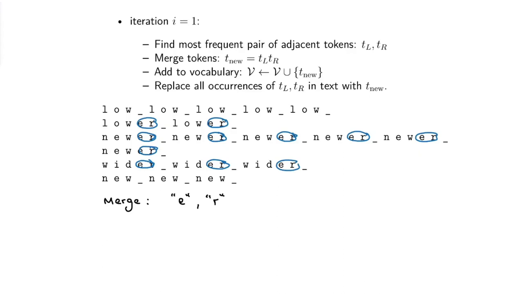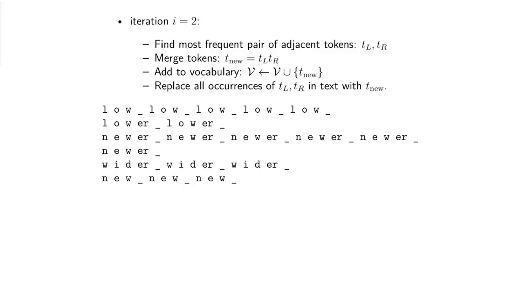Okay, cool. We merge them and we now write them next to each other. We also add ER to our vocabulary. So we get a new character, a new symbol here, which is ER, and we add that to our vocabulary. So our vocabulary is everything from before, and ER has now been added. Okay, cool. Now I merge ER. Iteration 2. Boom. This is what I end up with. And here you can see that the ERs have been merged.